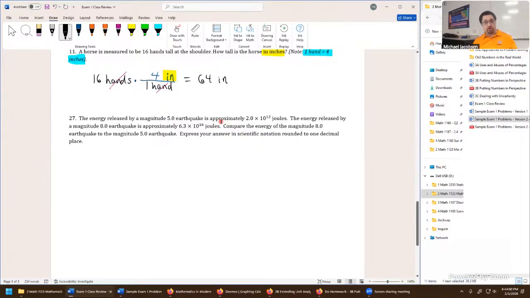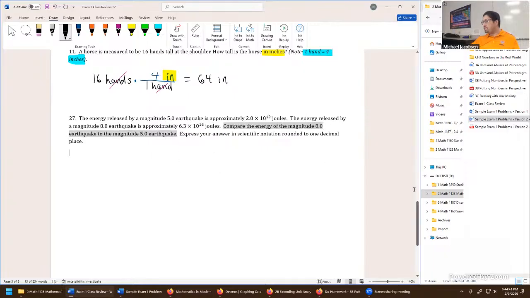The reminder is joules is just a unit of energy. And we're told the energy released by a magnitude 5 earthquake in terms of that unit joules is on the order of magnitude 10 power 12, approximately 2 times 10 power 12 joules, a gigantic amount of energy. Energy released by an 8.0 earthquake is on the order of magnitude 10 power 16 in joules. It says compare the energy of the magnitude 8 to the magnitude 5 earthquake. Express your answer in scientific notation to 1 decimal.